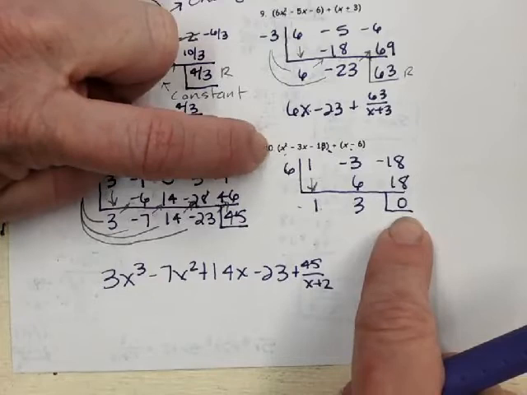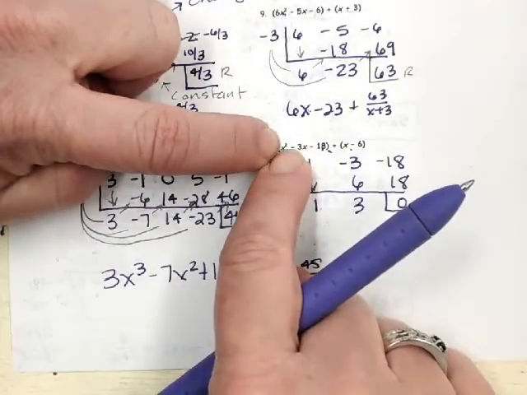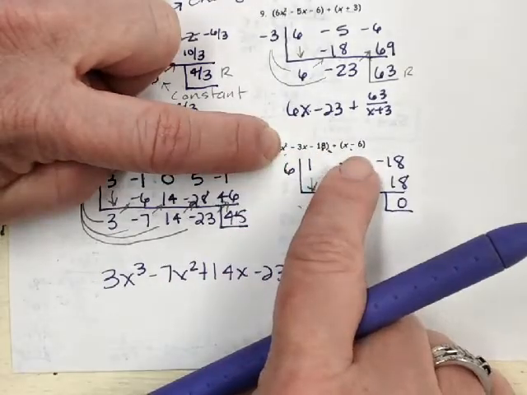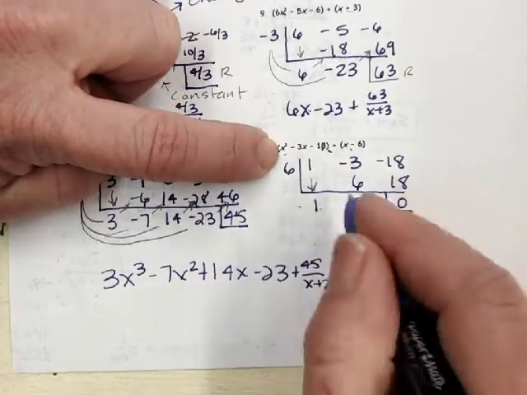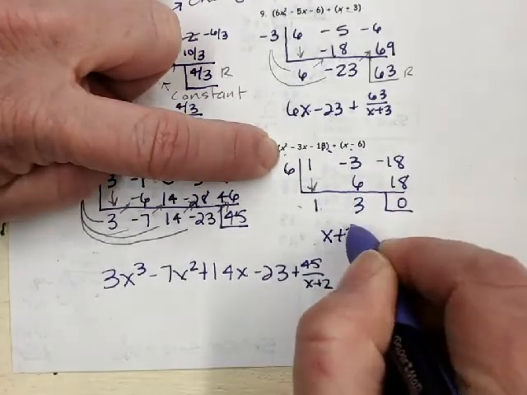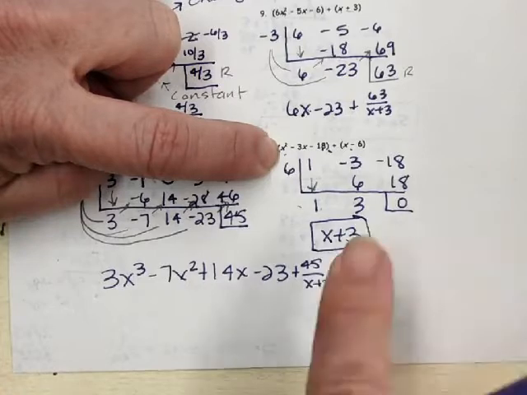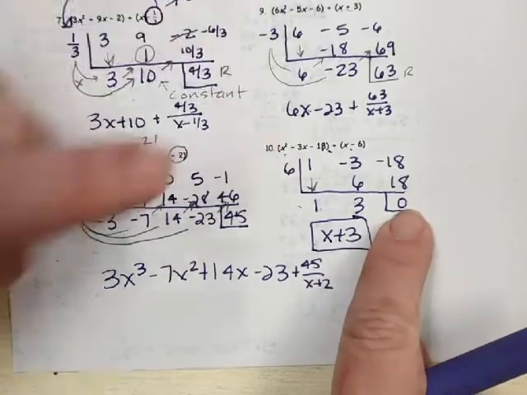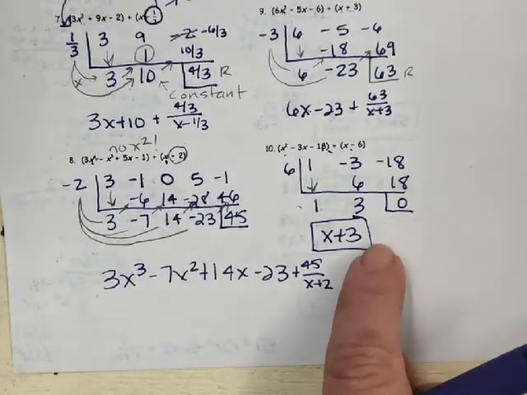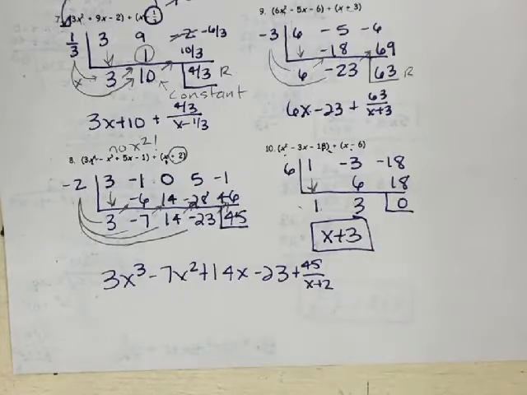And my answer, if I started with x squared and I divided out an x, then my answer is going to be x plus 3. And that's my answer. That's it. There's no remainder, so you don't have to put the plus and your little fraction at the end. And that's it.